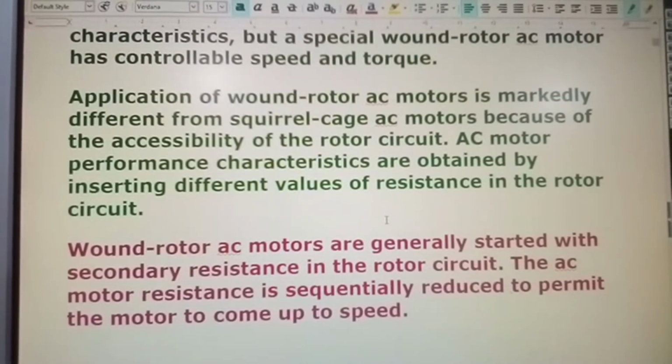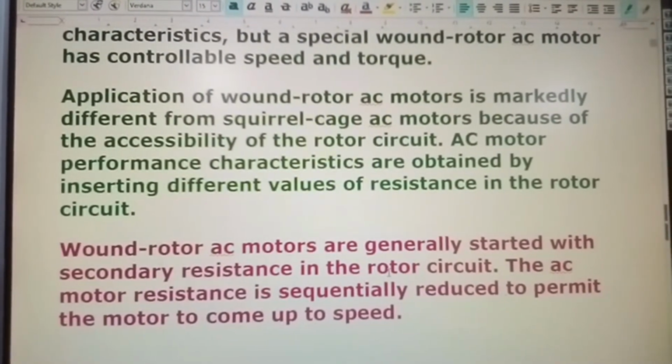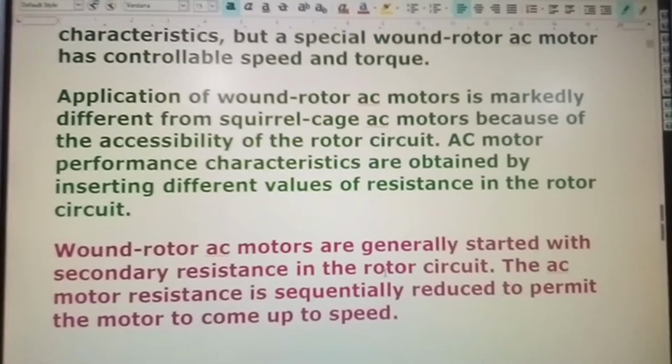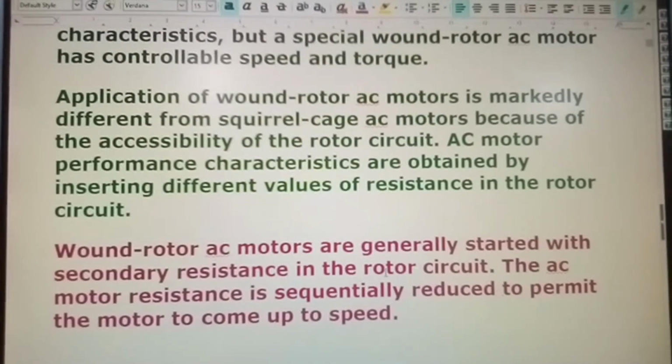It's like cranking up a car, but most of you will not know what it means to crank up a car, to start a car by crank. I do. So ask your granddad what it was like to start a car by crank.